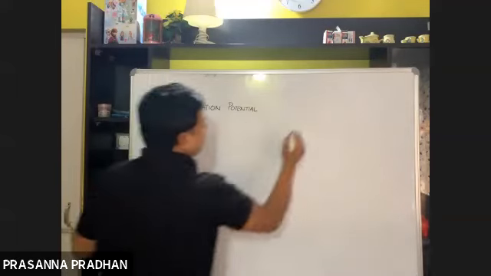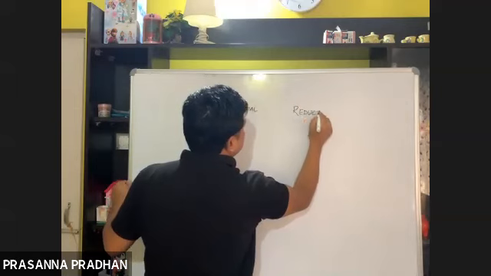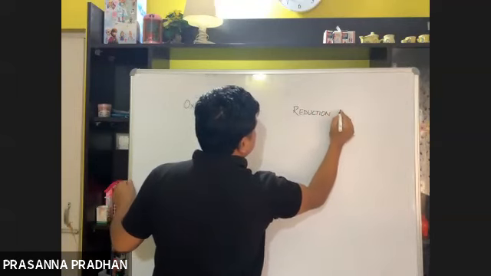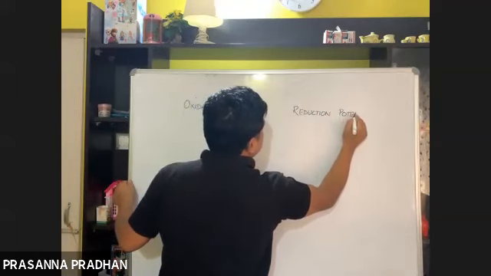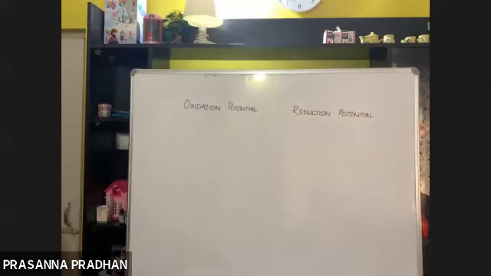Fine. And the other is known as a reduction potential. So there are two types of electrode potential. One is known as an oxidation potential and the other is known as a reduction potential.